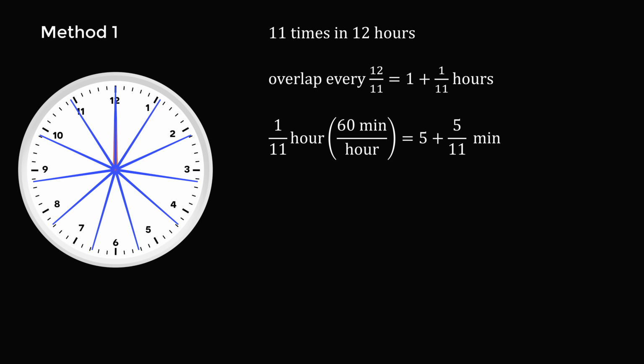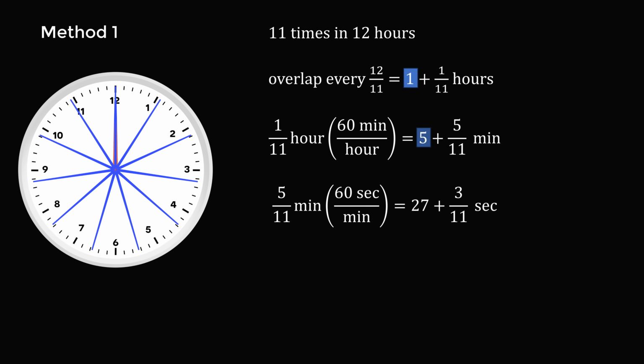5 and 5/11 minutes. We can then convert 5 over 11 minutes into seconds because there are 60 seconds per minute. So take 5 over 11, multiply it by 60 to get 27 and 3/11 seconds. We now want to round this to the nearest second, so we take 1 hour, 5 minutes, and about 27 seconds. So the overlap occurs approximately every 1 hour, 5 minutes, and 27 seconds.